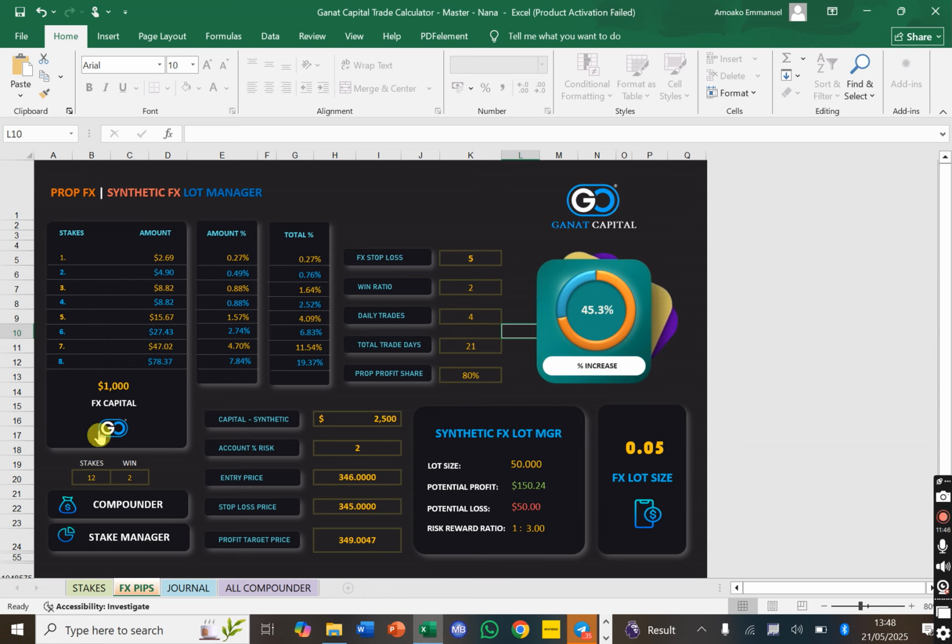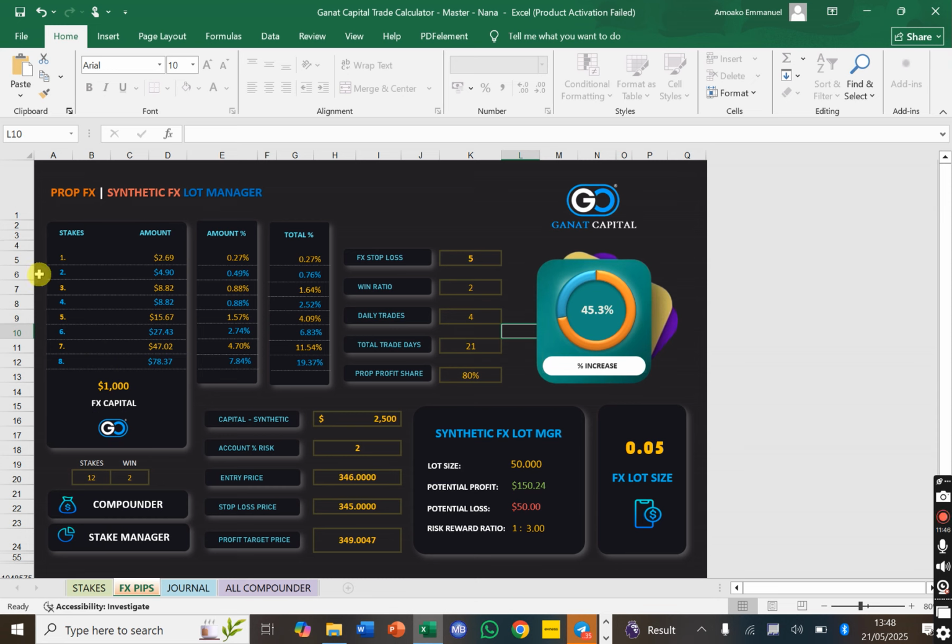Now see something here. This calculator has broken down the $1,000. So it has taken only 19.37% out of this, so let's say 20%. It means that out of the $1,000, the system is allowing me to use 20%, that's $200, to make my trades. So the $1,000 that you're seeing here, I'll only be trading with $200, and I'm still going to hit 45% of this total capital. It sounds crazy, right? Let me show you how.